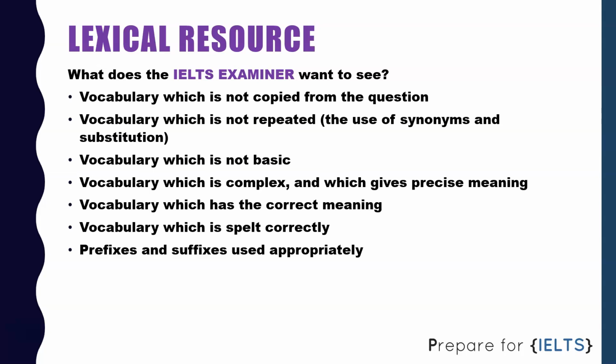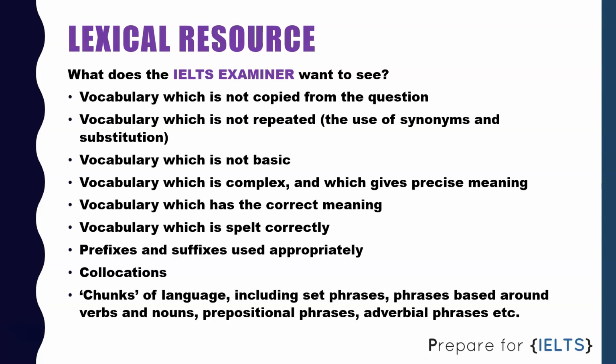So prefixes and suffixes, a great idea, as are collocations. So collocations are words which naturally go together, which native speakers naturally put together, such as to commit a crime. And chunks of language are a very good idea. So set phrases, phrases based around verbs and nouns, and prepositional phrases, adverbial phrases. So groups of words which native speakers naturally use together. It's a great idea to use these in your writing.